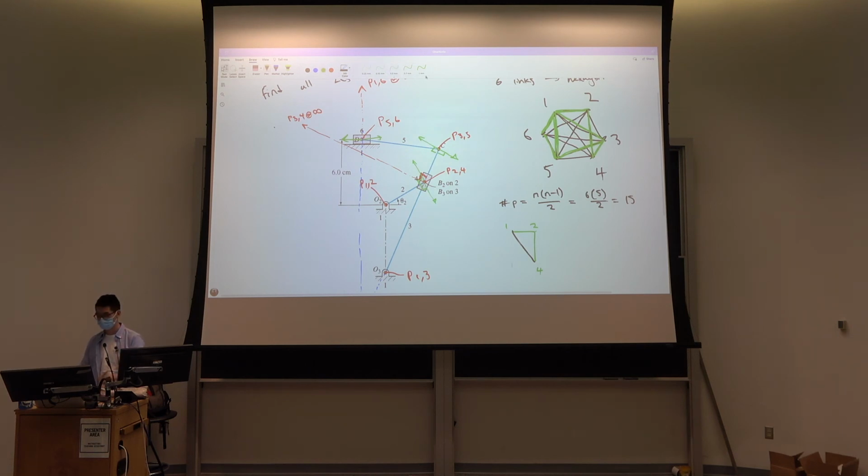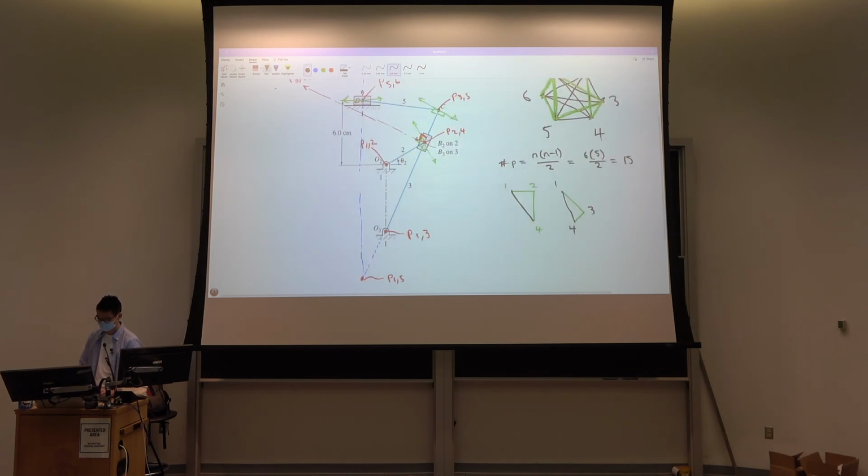Yeah? 1, 3, 4? 1, 3, 4. Yeah, that looks like it works, right? We've now got two triangles where 1, 4 is the only unsolved side. So we can try to use Kennedy's theorem to find P14 using these two triangles.